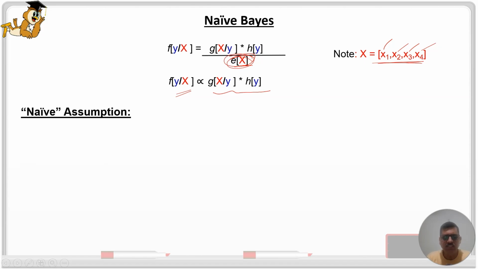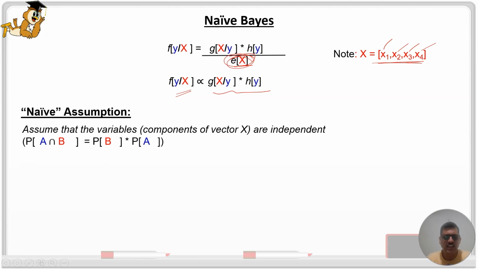What is the naive assumption that is made in the naive Bayes classifier? What is the naive assumption? The naive assumption is that the variables, which means the components of x, are independent. So the assumption that is made is that x1, x2, x3, etc. are independent, in the sense the value that x2 takes does not depend upon what value x1 has taken. These are independent variables. That is the naive assumption.